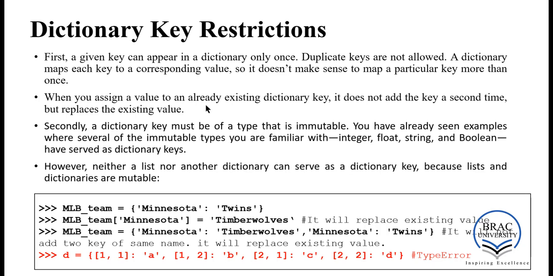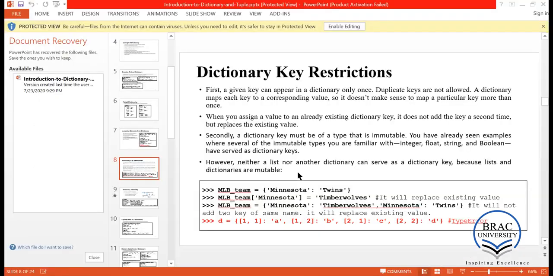And let's talk about the second dictionary key restriction. The key must be of an immutable data type. I will show that to you with an example. Let's go to the example and then talk about these other restrictions.